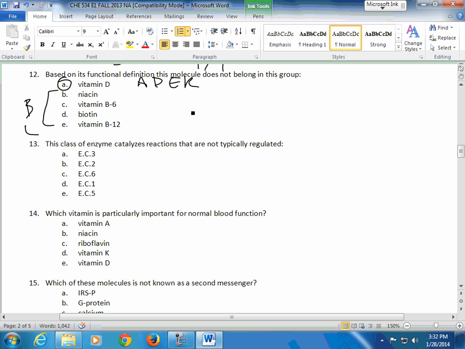This class of enzyme catalyzes reactions that are not typically regulated. Isomerases are not typically regulated. I think lyases would work for that one as well. Ligases and hydrolases are always regulated, and number 1 and 2 can be regulatory.